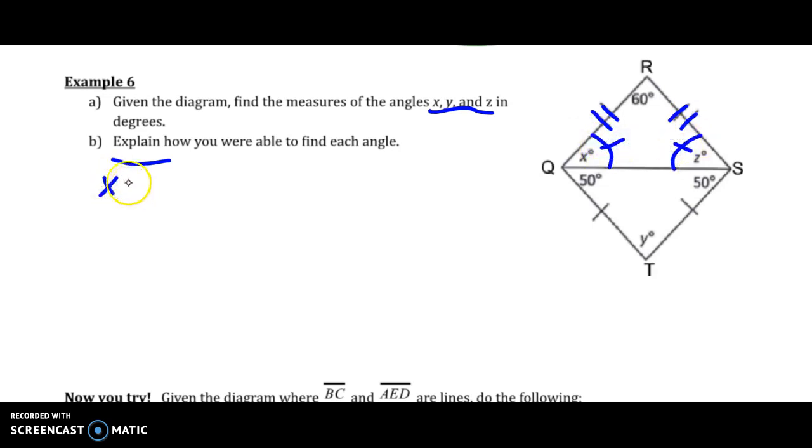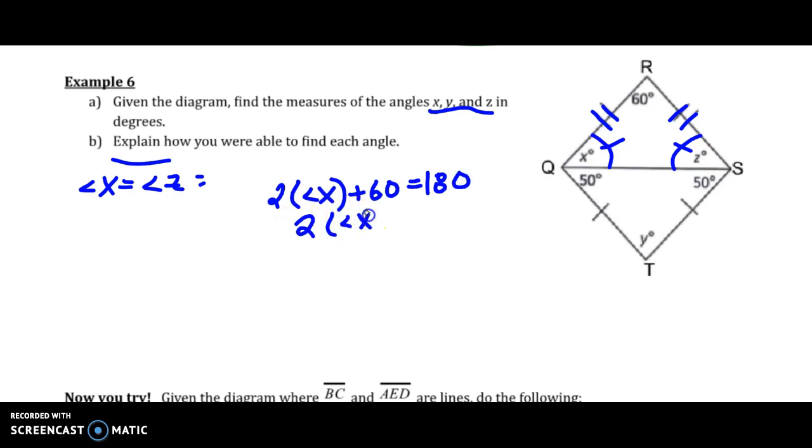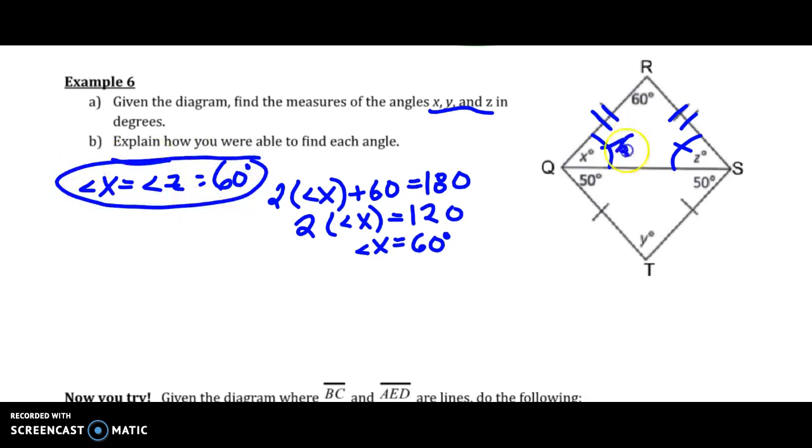So we know angle x equals angle z. And so I can rename angle z angle x if I want. I just know that they're the same. So 2 times whatever angle x is plus 60 equals 180 degrees. So 2 times angle x equals 120 degrees. So angle x equals 60 degrees. And so does angle z. So these are 60 and 60.